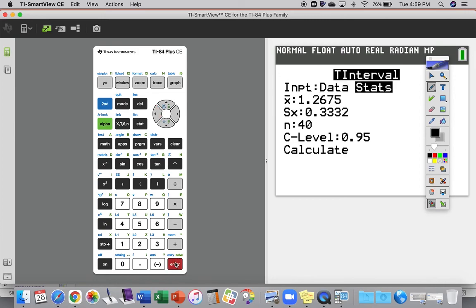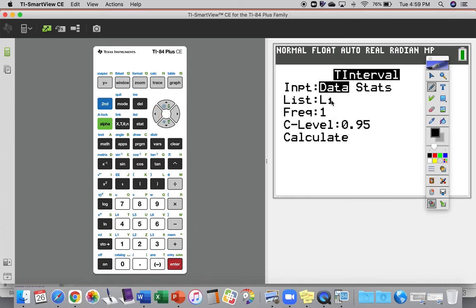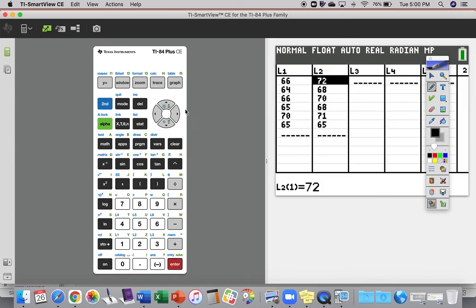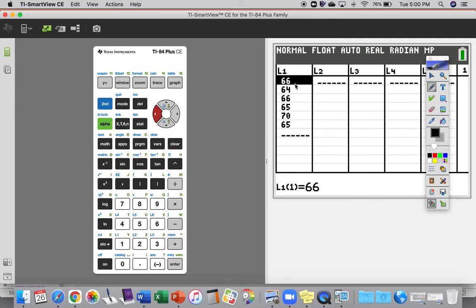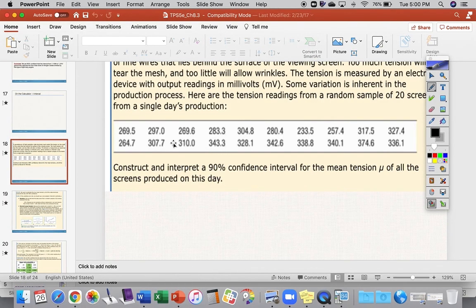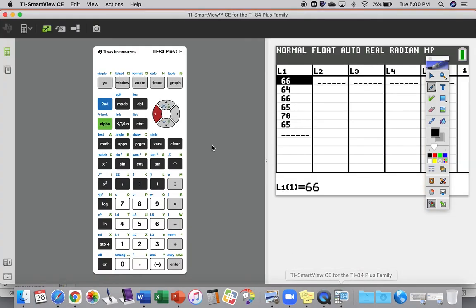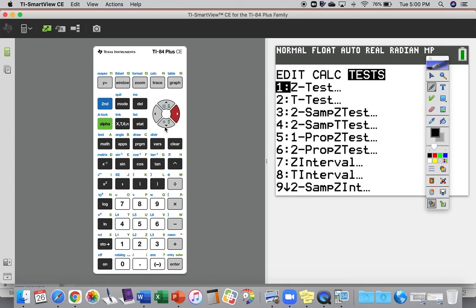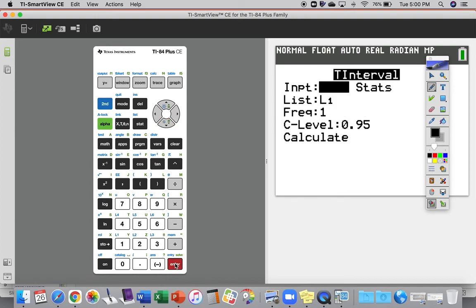And with data, all you need is List 1, you have to put the data in and tell it the confidence level. Frequency, just always leave it 1. So you would go to stat, you'd go to edit, list 1 would be all of this data. You'd have to type in every number. I'm not going to waste your entire day typing all these in, but how to do it on the calculator: stat, edit, type in the data when it is given to you, then stat, tests, t interval, and you have data.